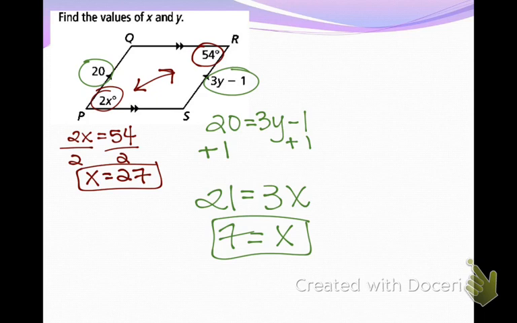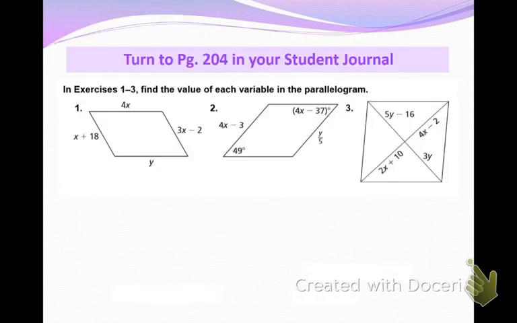All right, so we're continuing moving up. We're going to go to student journal page 204, starting at the top. And I'll explain why it's a little bit different than what we've been doing. We use the same properties, but the problem is a little bit different. If you look at number 1, I see we have a parallelogram, but we also have x plus 18, 4x, 3x minus 2, and a y. So you have 3 sides that have an x and one side that has a y.